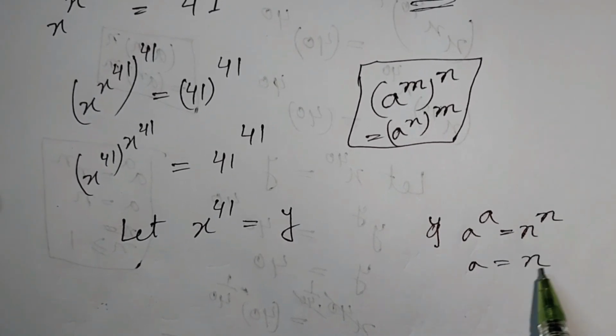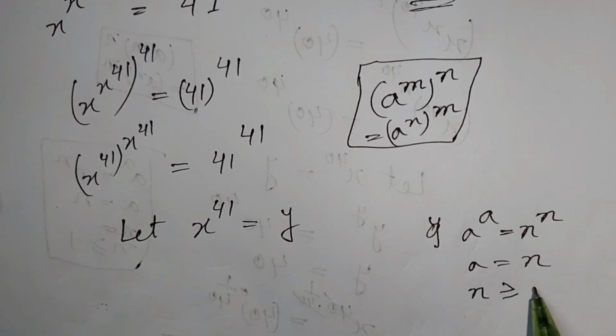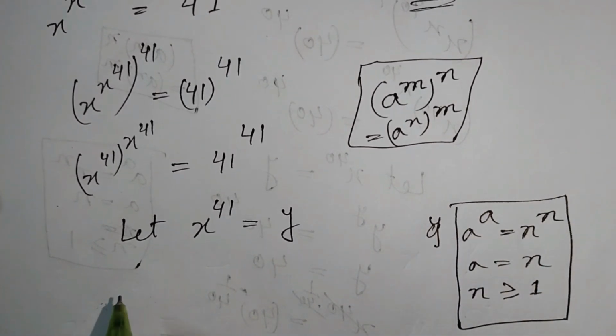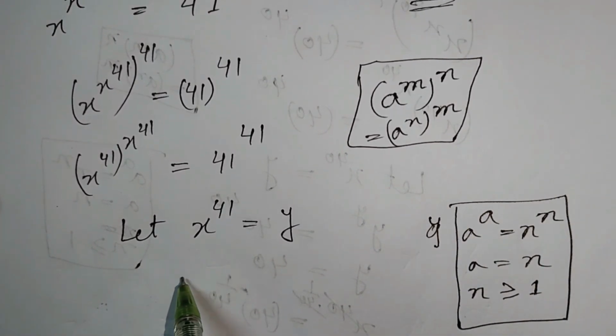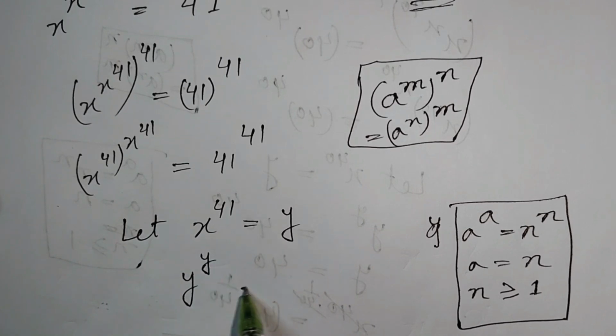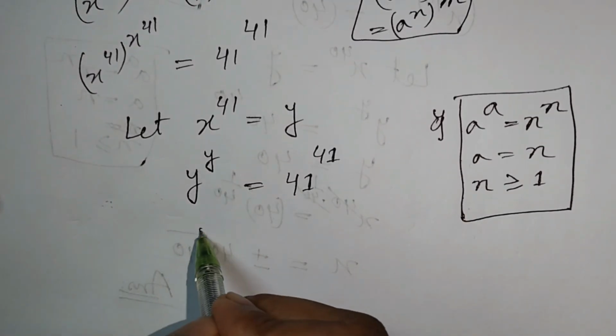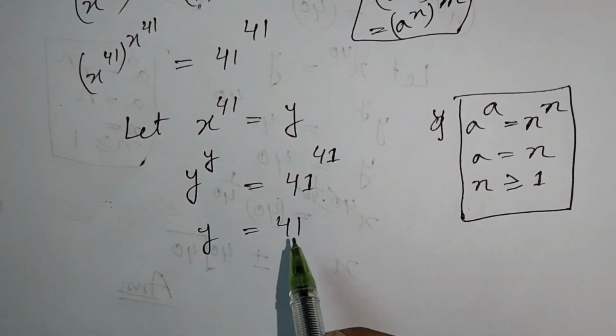A is equal to n. So n is greater than or equal to 1. So we can write here y to the power y is equal to 41 to the power 41. Y is equal to 41.